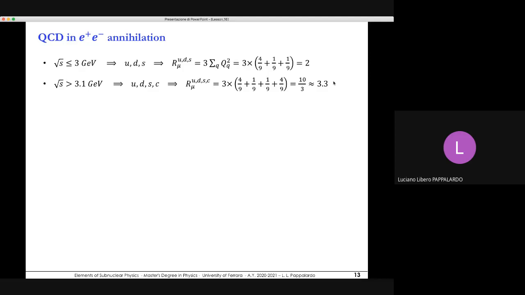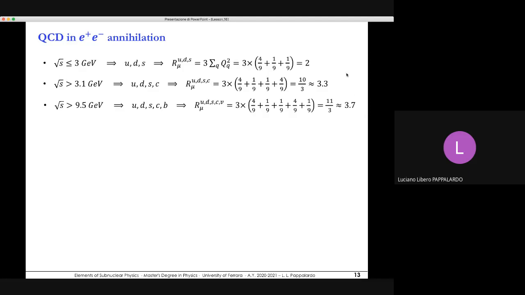Suppose we can go even higher in energy, such that we can start to excite the bottom-flavored states, so the b b-bar. In this case, we have an additional contribution here, and overall, the result is 3.67.